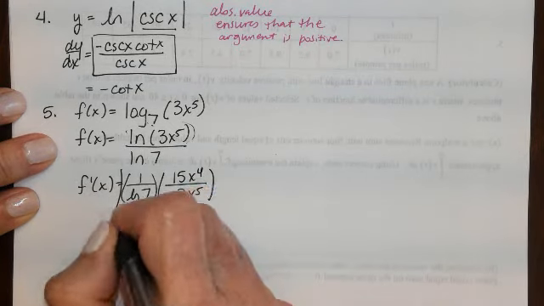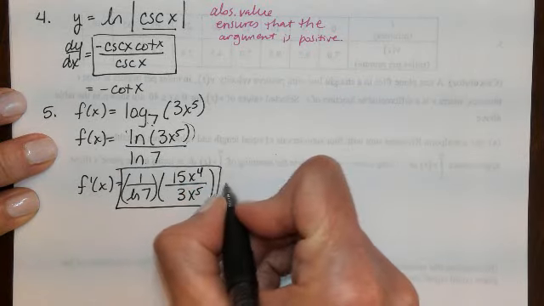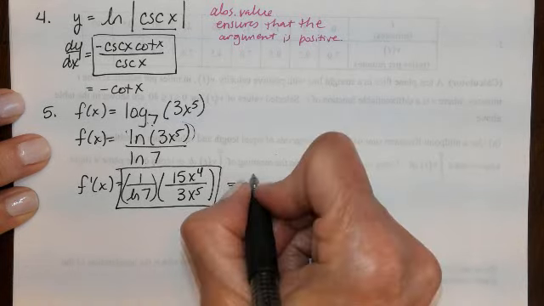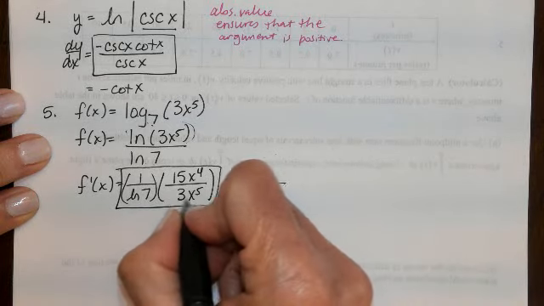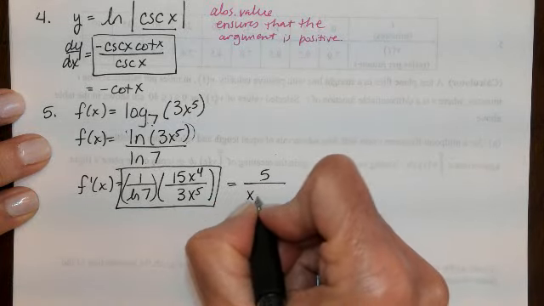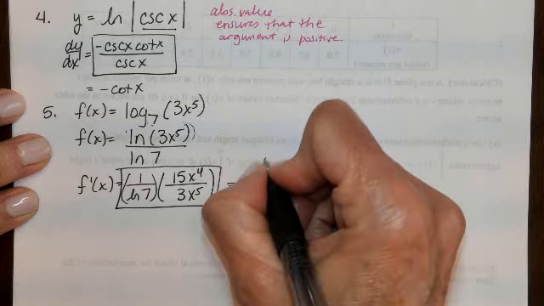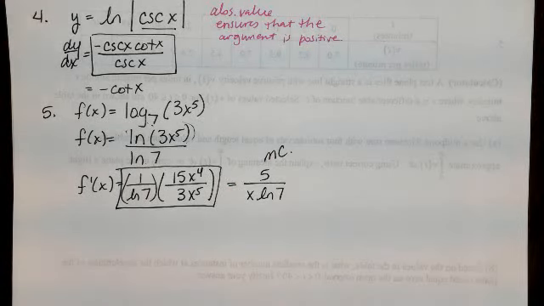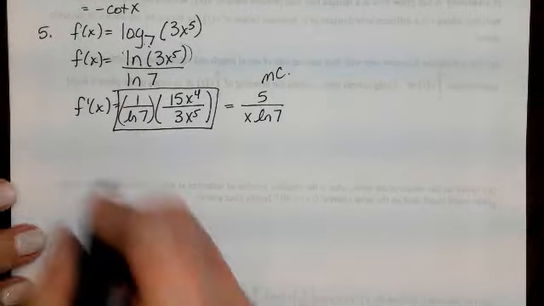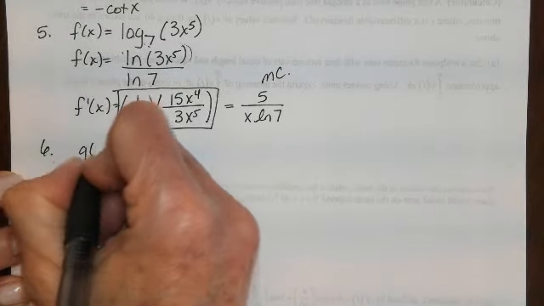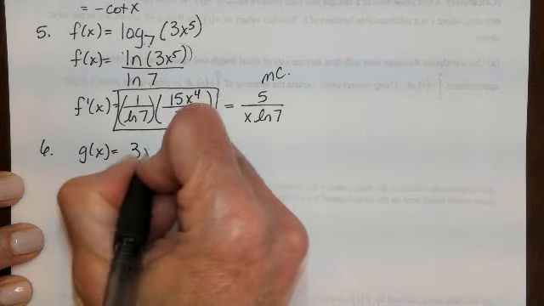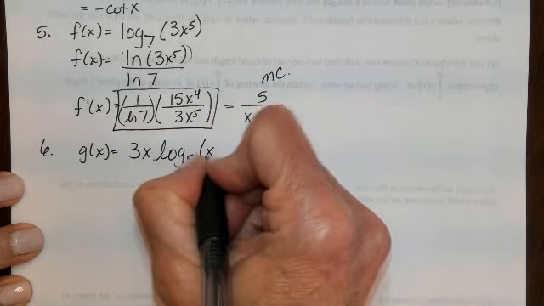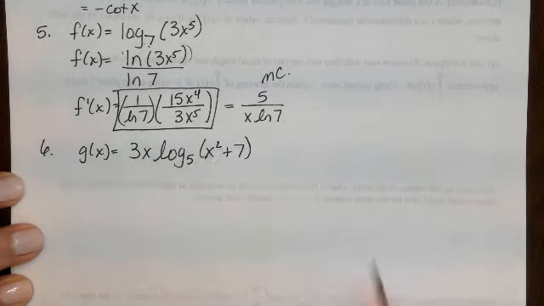That's it. Safe stop. Not multiple choice, because you can reduce that x expression in the back. This would be 5 over x ln 7. That would be the multiple choice answer. Okay? Number 6. g of x is 3x log base 5 of x squared plus 7.